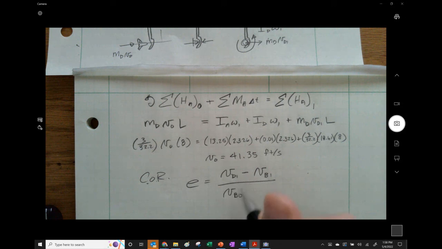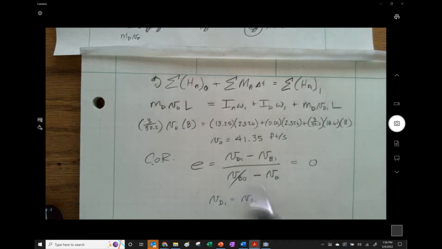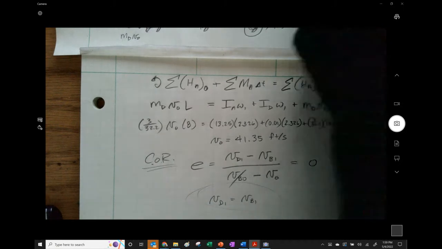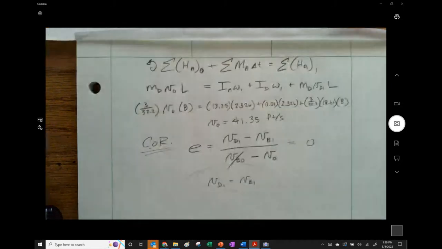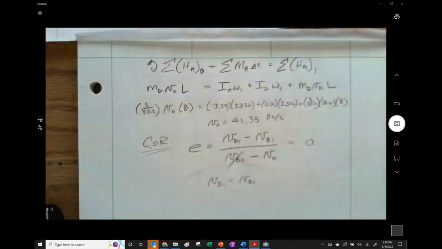So VB0, which was 0, minus what we called VO, right? So that was VDO, but we call it VO. But you notice that it's going to be equal to 0, right? So because it's plastic right here, all we end up finding is VD1 is equal to VB1, right? Which is kind of what we assumed as part of the thing. So recognize the coefficient of restitution still holds true. It just wasn't necessary as part of this problem. If this thing had bounced off of it, then that would be something that we would need to include.